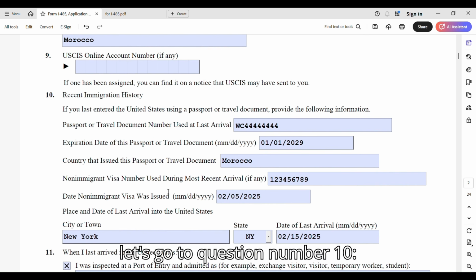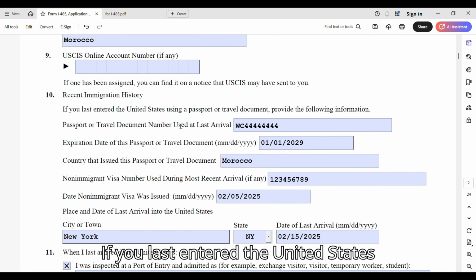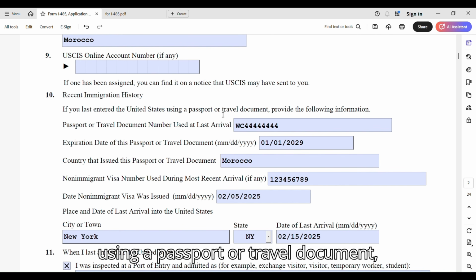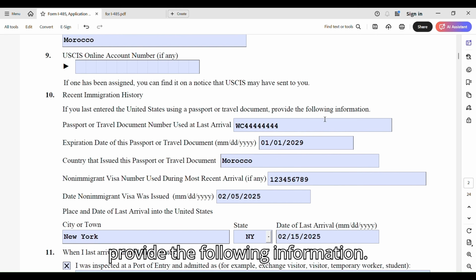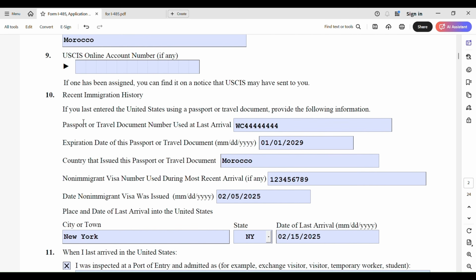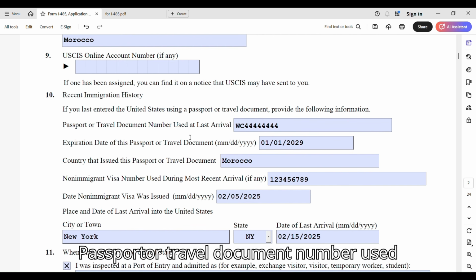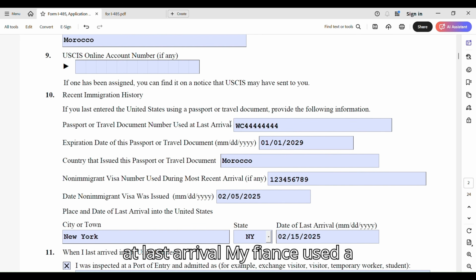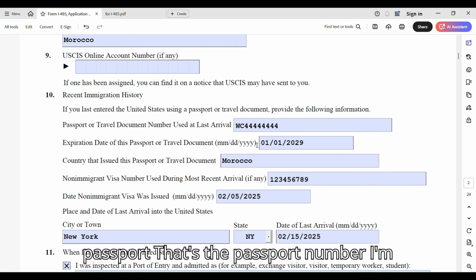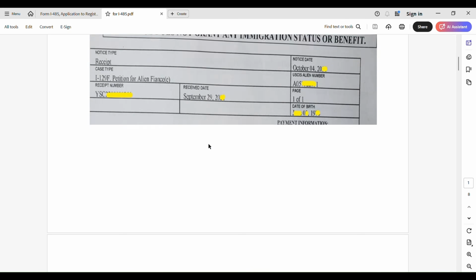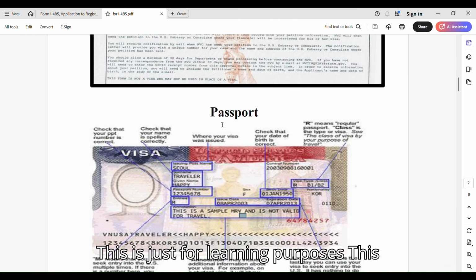Now, let's go to question number 10, recent immigration history. If you last entered the United States using a passport or travel document, provide the following information. Passport or travel document number used at last arrival. My fiancé used a passport. That's a passport number. I'm going to give you an example right here. This is just for learning purposes.